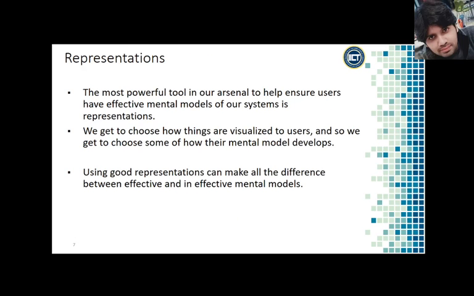The most powerful tool in our arsenal is to ensure users have effective mental models of our systems in the form of representations. We get to choose how things are visualized to users, and so we get to choose some of how their mental model develops. Using good representations can make all the difference between effective and ineffective mental models.